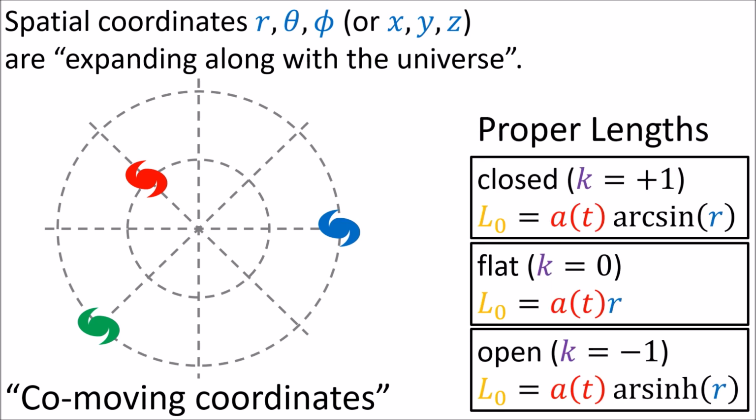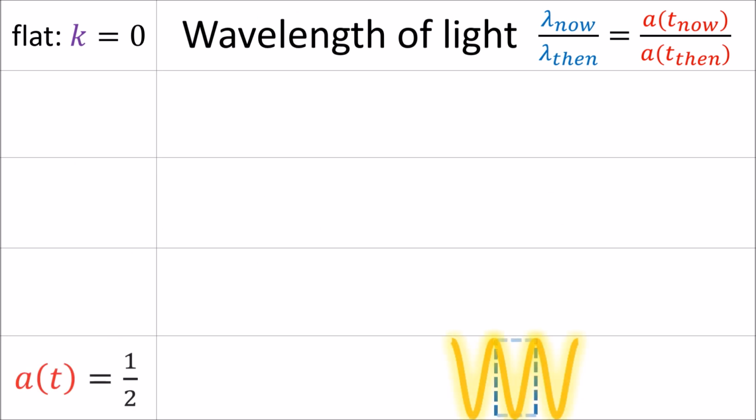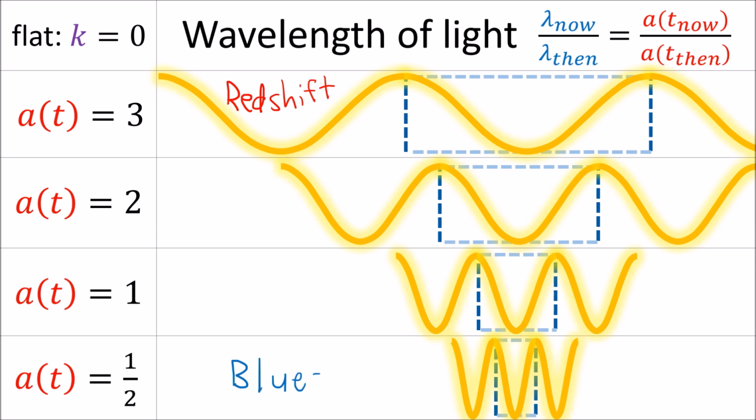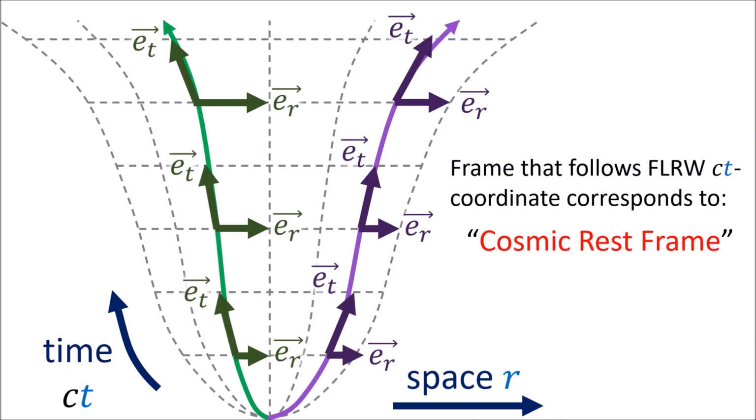But remember, the proper length between these 2 particles will change over time due to the conversion factor in the metric. We also learned that the wavelengths of light will expand and contract along with the universe, meaning that light in an expanding universe will get redshifted, and light in a contracting universe will get blue shifted. This also assumes we're measuring the frequencies of light in the cosmic rest frame, which is the frame that travels along with the time coordinate curves.